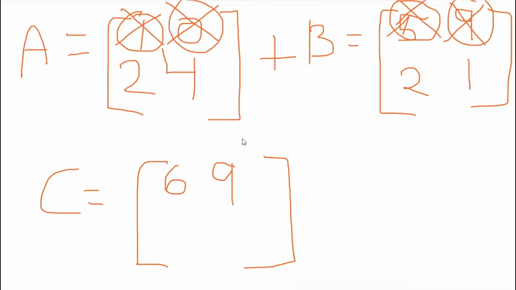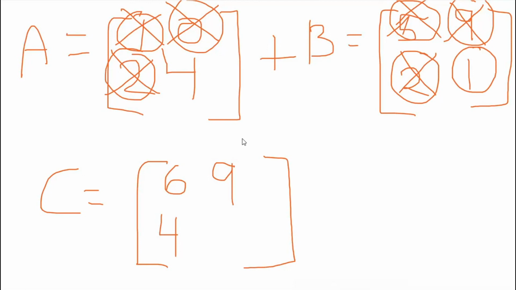Then we go over here and we say 2 plus 2, that's row 2, column 1. So 2 plus 2 is 4, and we're done with that. Then we have 1 and 4. 4 plus 1 is 5, and we're done with that. That's how you end up with the matrix C equals 6, 9 and 4, 5. Simple enough, right?